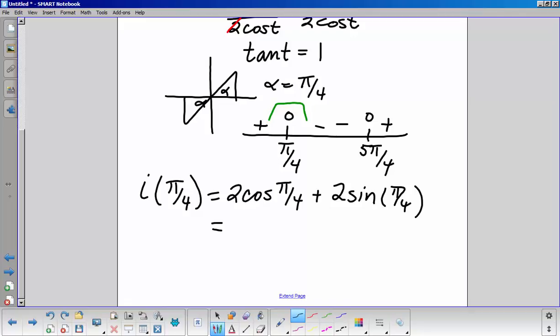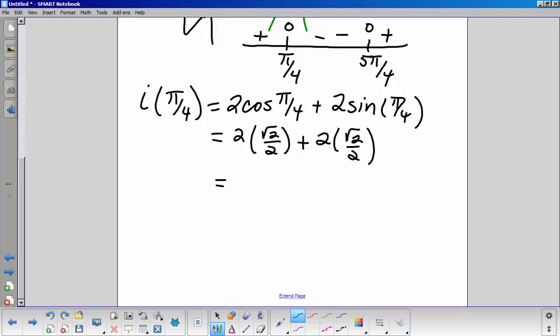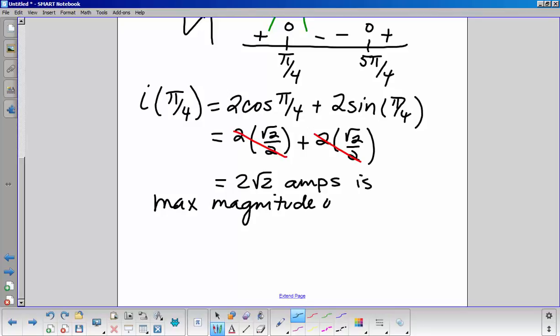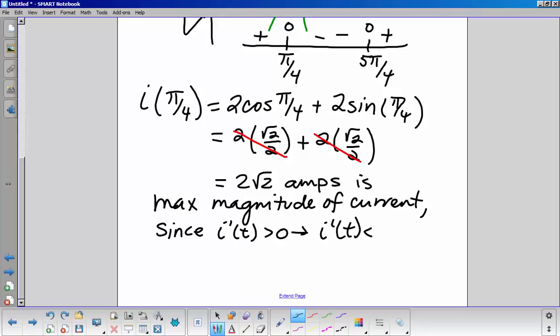What is the cosine of pi over 4? This is 2 times root 2 over 2 plus 2 times root 2 over 2, which is 2 root 2's, right, because these cancel. So this is just 2 root 2 amps, the max magnitude of current. How did we know? Since I prime of t went from greater than 0 to less than 0 when t equals pi over 4. Okay?